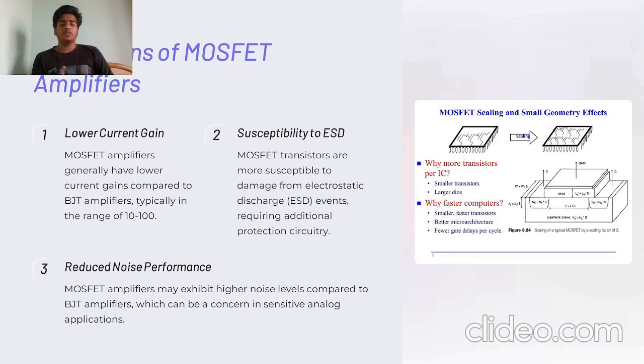Looking into the disadvantages or the limitations of the MOSFET amplifier, the first limitation is lower current gain. MOSFET amplifiers generally have a lower current gain compared to the BJT amplifier, typically in the range of 10 to 100. The second limitation is susceptibility to ESD. MOSFET transistors are more susceptible to damage from the electrostatic discharge, nothing but the ESD events, requiring additional protection circuitry. The third limitation is reduced noise performance. MOSFET amplifiers may exhibit higher noise levels compared to the BJT amplifier, which can be a concern in sensitive analog applications.